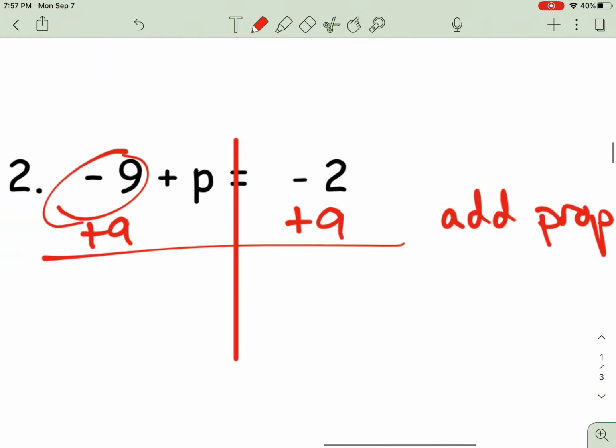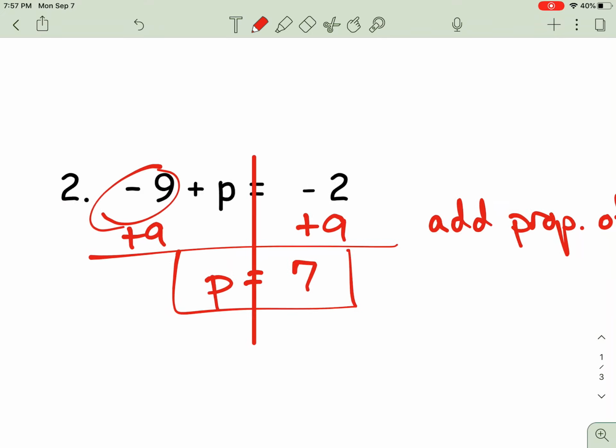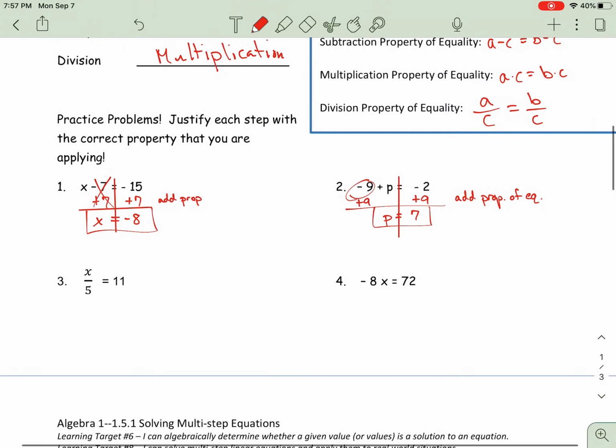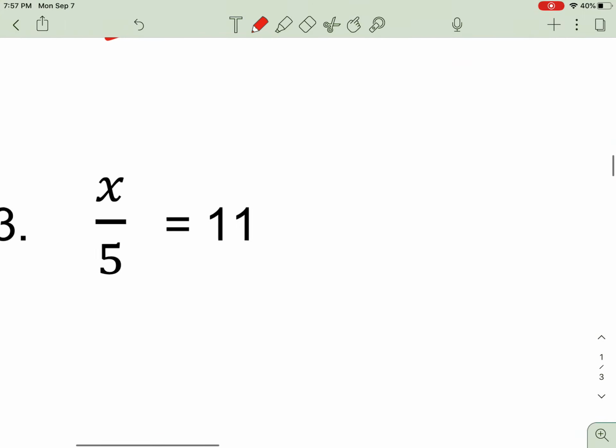Okay, and p equals negative 2 and positive 9 is 7. Again, since p is now by itself, the letter's by itself, we're done with that problem. Okay, number 3. Number 3 is a little bit tougher because you have this division symbol, right?